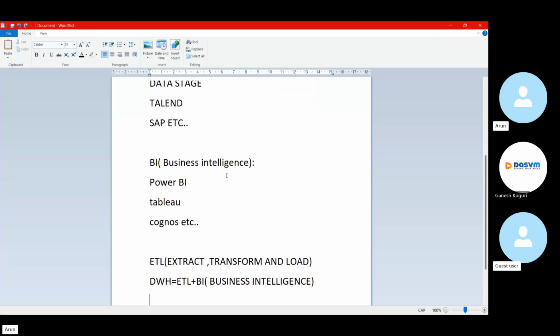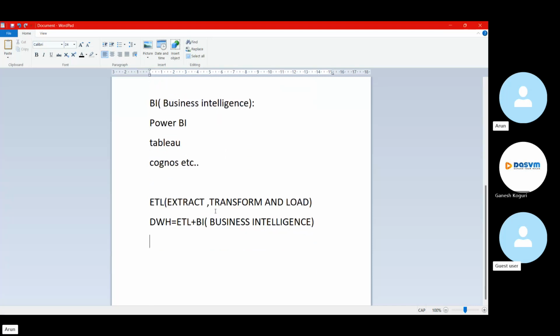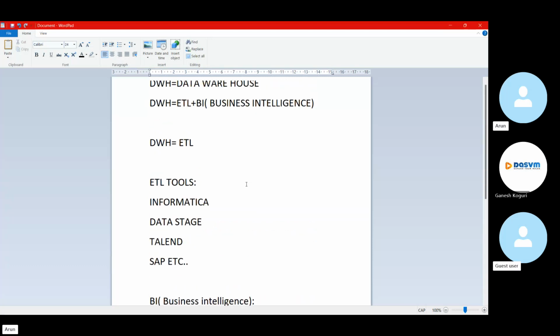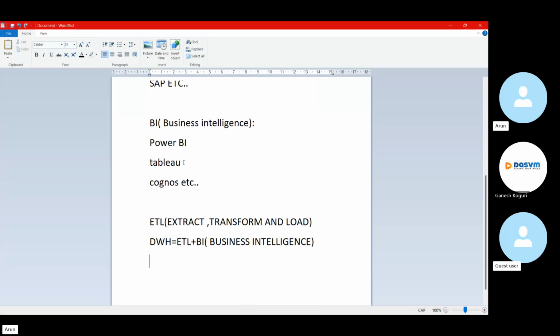In order to go through all this process, we follow these tools in the market. ETL tools are Informatica, DataStage, Talend, and business intelligence tools are Power BI, Tableau, Cognos, etc. So this is all about the introduction to ETL, data warehouse, and BI, and how each is interrelated to the others.